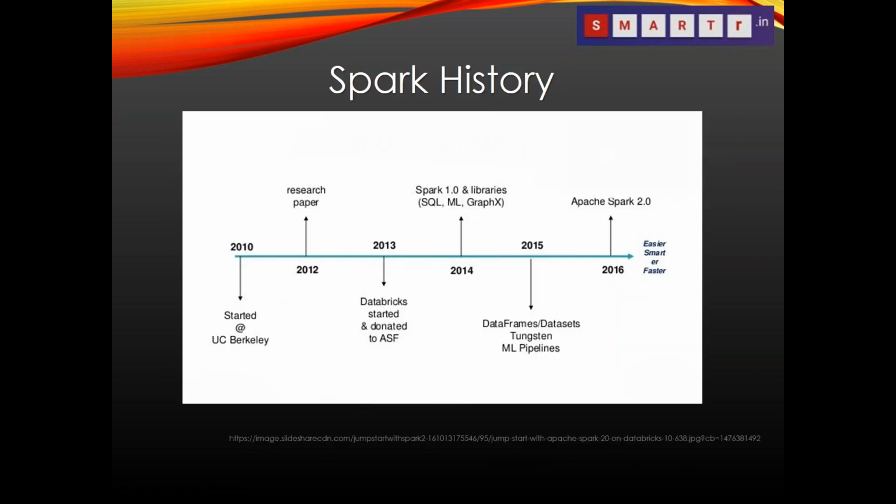Just recalling Spark history, which we were discussing. In 2010, it was introduced at UC Berkeley, and in 2012 the research paper was introduced by Matei Zaharia. In 2013, it was donated to the ASF team, and from 2014 onwards Spark versions were introduced. After that, DataFrame, Hive context, SQL context, everything was introduced one by one. In 2016, the Apache Spark 2.0 version was introduced, which is very famous compared to the earlier 1.x versions. We will discuss what the main importance of that is. Okay.